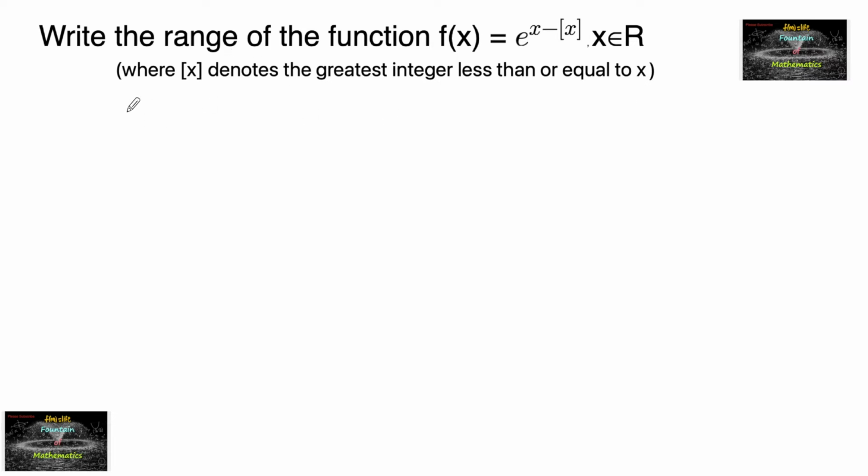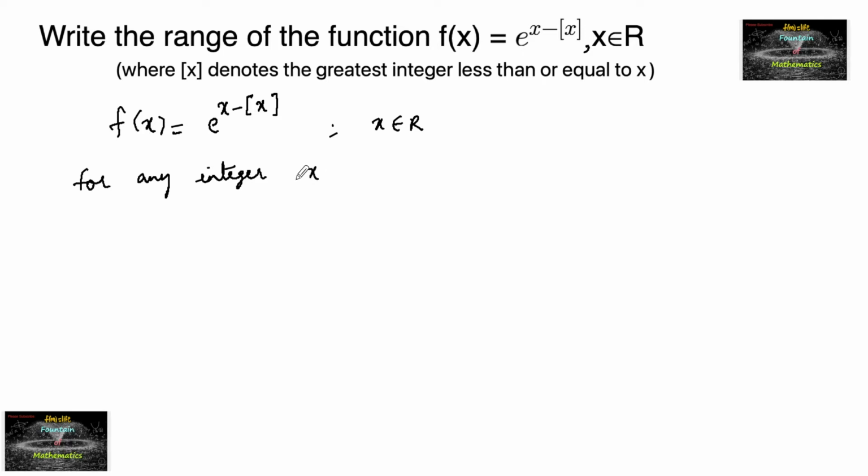Write the range of the function f of x is equal to e to the power of x minus [x], where [x] is the greatest integer function, the greatest integer less than or equal to x, where x belongs to any real number. And since we know that for any integer x, we have x minus [x] always equal to 0, because the integer value minus [x] gives the same value, so 0.